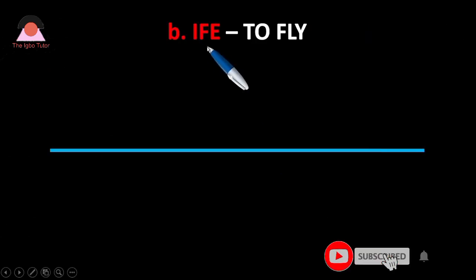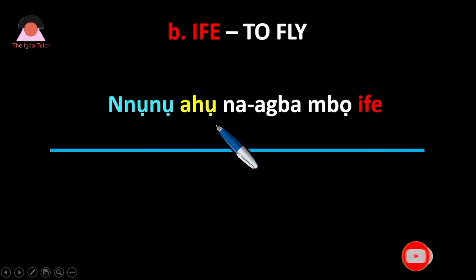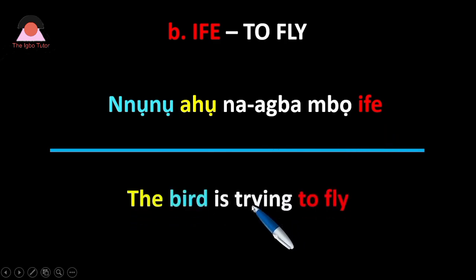We move on to B. We have ife, to fly. What is the sentence here? Nnụnụ ahụ na-agba mbọ ife. What does this mean? The bird, or that bird, as the case may be, is trying to fly. Okay, na-agba mbọ is trying. The colors will guide you. To fly, ife. Nnụnụ ahụ na-agba mbọ ife. That bird is trying to fly.